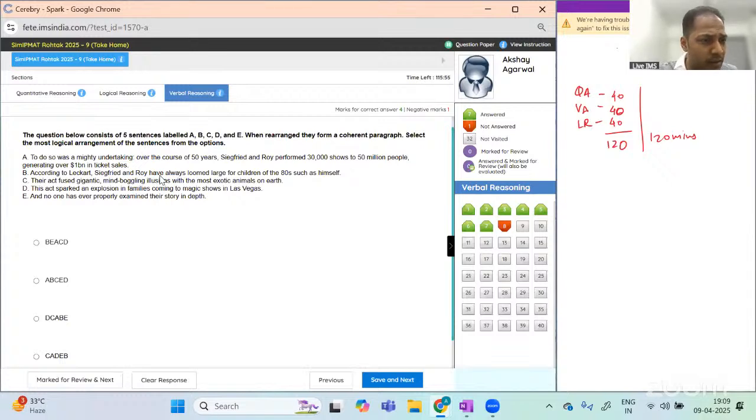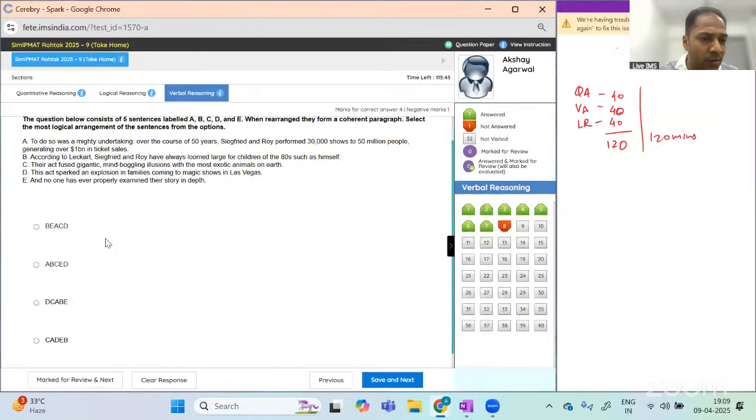I think B, C, D should be A, but I'm not able to. Okay, I'll quickly go by the options. According to Descartes, this Rousseau was a mighty undertaking. No. A, to do so was a mighty undertaking. No. D, this act sparked this according to Descartes. D, their act fused. No connection.